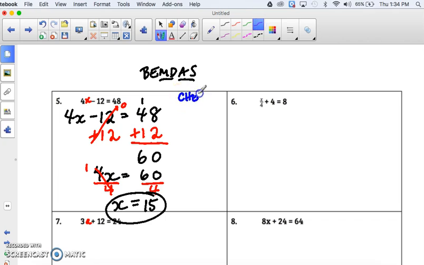Now, it's the same process in checking your work for this. If you check your work, and here you apply PEMDAS, you plug in 15 for x. 4 times 15 minus 12 should give you 48. 4 times 15 is 60, minus 12, which equals 48, so you know you are correct. I encourage you to try the rest of the problems on your own following the same method.